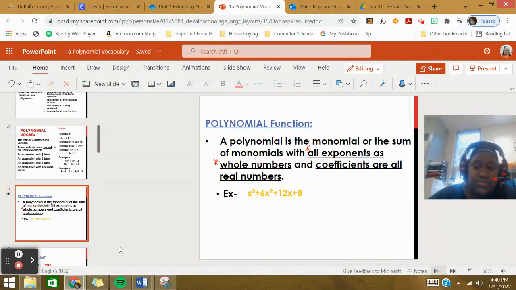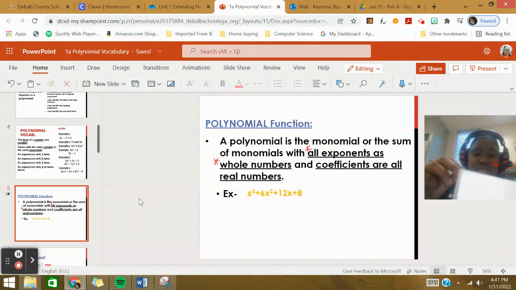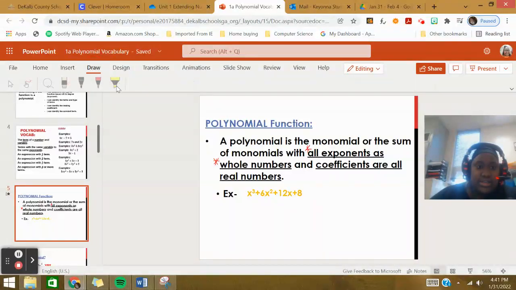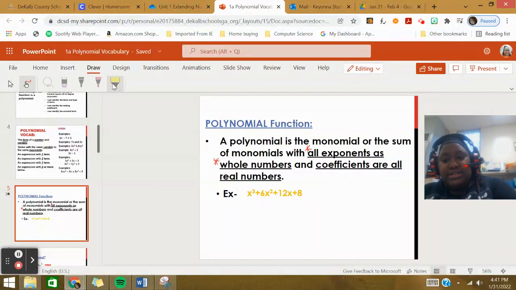All right, so now we should be on the graphic organizer. You will be given a graphic organizer during class time. And at the very top of the graphic organizer, you'll see it says polynomial function. Here's where you'll write your definition. It says a polynomial function, as a polynomial, is the monomial or the sum of monomials with all exponents as whole numbers. So the one thing that I definitely need you to write is this part that is starred, and I'm going to also highlight it. All exponents are whole numbers.